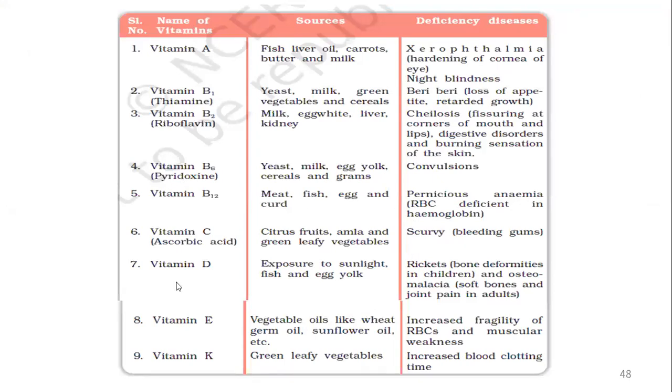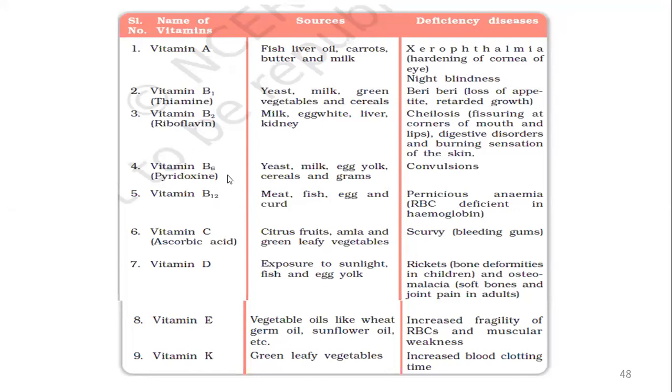See, the different vitamins are shown. This is for general knowledge also. We can read the vitamins for general knowledge. Vitamin A, which is present in fish liver oil, carrots, butter, milk. If its deficiency occurs, which disease is caused? See, night blindness, then hardening of the cornea of the eye, then vitamin B1, then vitamin B2.